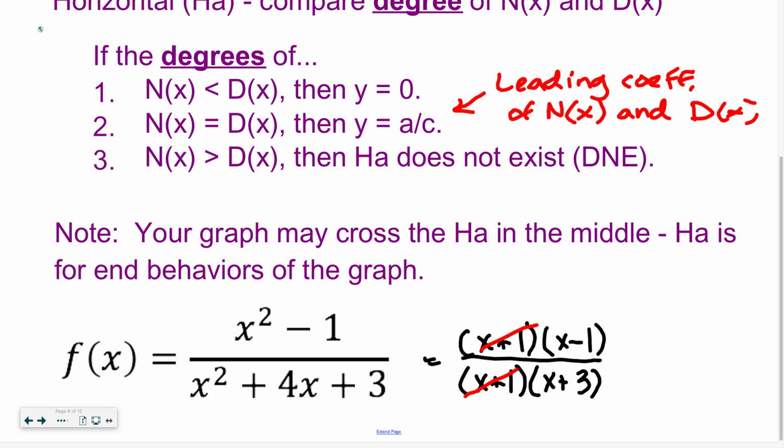If the numerator's degree is greater than the denominator's degree, you can say it does not exist. I use DNE for does not exist. You can put the null set, you can write none, you can write NA, whatever, as long as you tell me it's just not there.